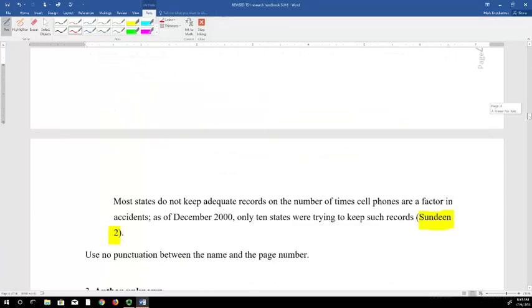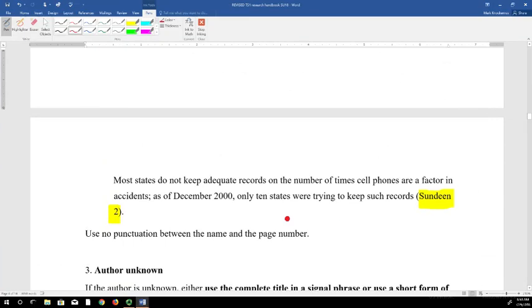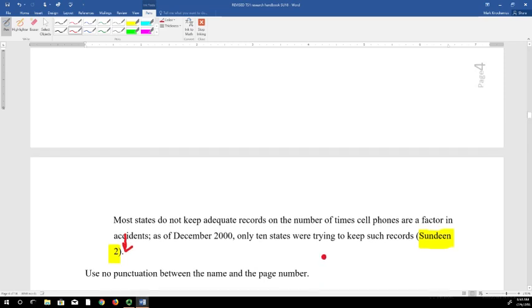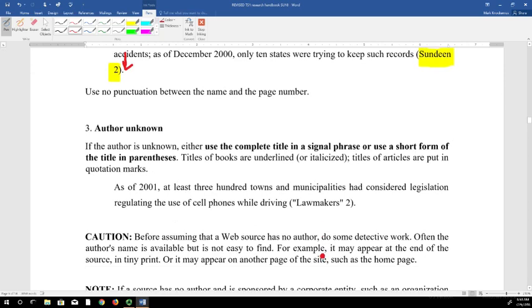Very simple. Now, this example, number 2, is a paraphrase. What is a paraphrase? That's when you read from the research, you put it into your own words. So since we're not copying, this is not a direct quote, there's no quotation marks, right? And you'll notice that there's no punctuation between the name and the page number. And where does the period go? At the end.